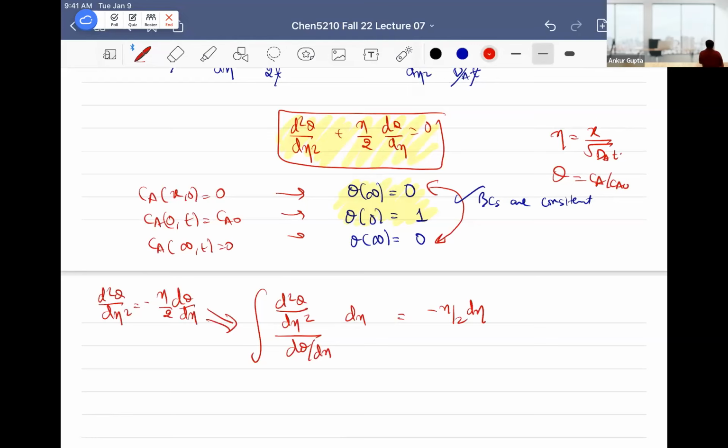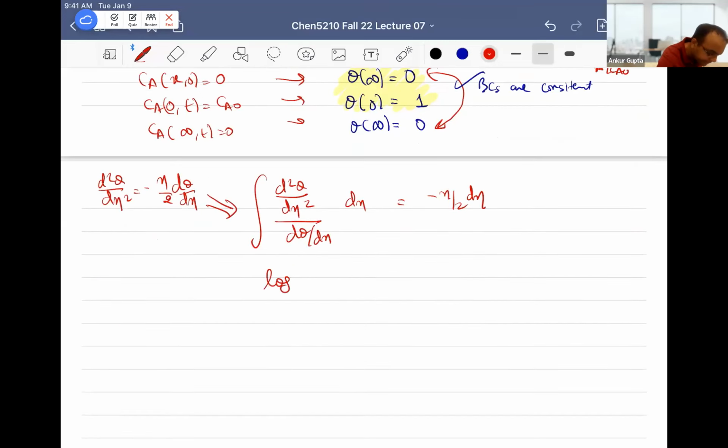Why am I doing it like this? Because I can see that the derivative of d theta by d eta is d square theta by d eta square. And this is a classic: when you have a derivative divided by the actual value and you integrate, it becomes the logarithm of that value. So this becomes log of d theta by d eta is equal to minus eta square by 4 plus some constant c.